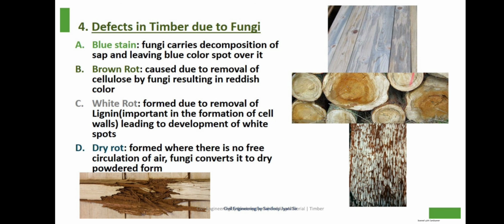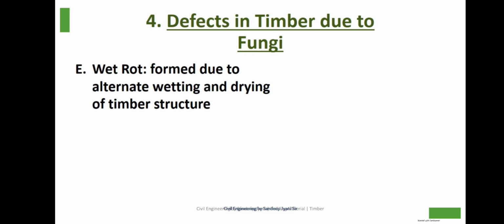And fourth, defects in timber due to fungi. Blue stain: fungi carry out decomposition of sap, leaving a blue color spot over it. Brown rot: caused due to removal of cellulose by fungi, resulting in reddish color. White rot: formed due to removal of lignin, important in the formation of cell walls, leading to development of white spots. Fourth, dry rot: formed where there is no free circulation of air. Fungi convert the wood to dry powder form. Wet rot: formed due to alternate wetting and drying of timber structure.